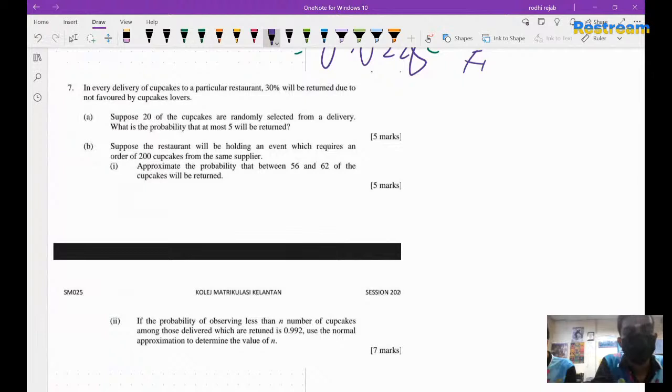So we know here it asks about return, and up here they've given us the probability of it being returned as well. Immediately, first we have to know whether this is binomial, normal or Poisson. They've given us suppose 20 of the cupcakes, so we know that this will be our N. And here, this at most is our R, so you know that this is going to be binomial. Since the question asks about return, and this percentage is for return, this will be our P.